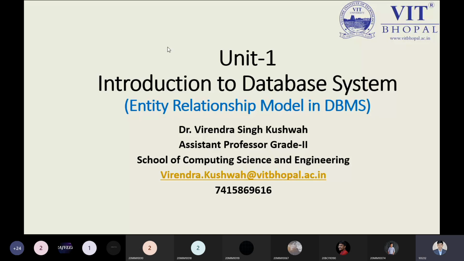In the entity relationship model, we have seen that two things are required. One is entity, the other one is relationship. So let us understand all these things in a detailed manner. I'm just going to the next slide to explain the concept properly.